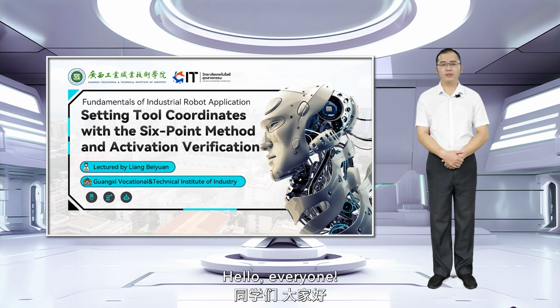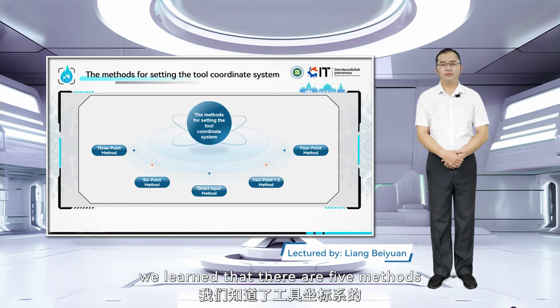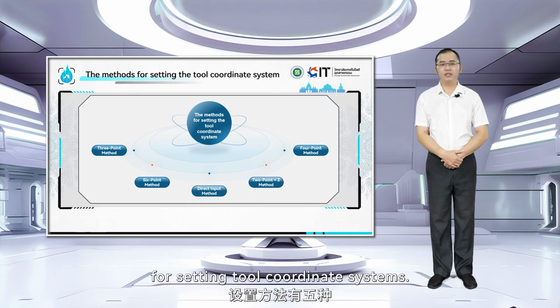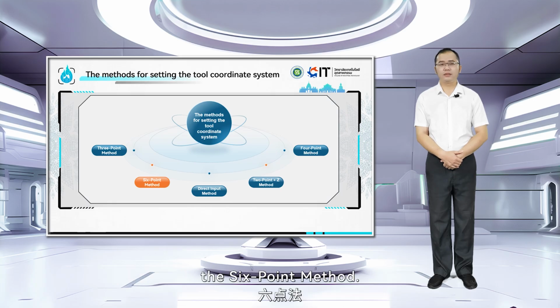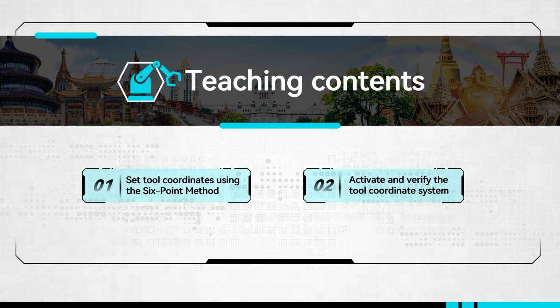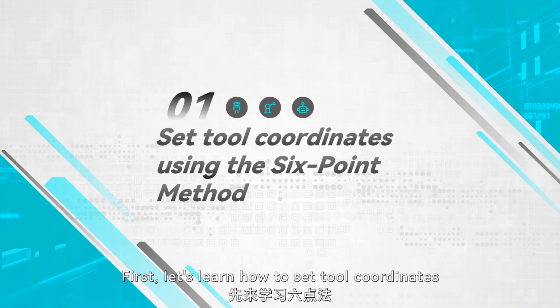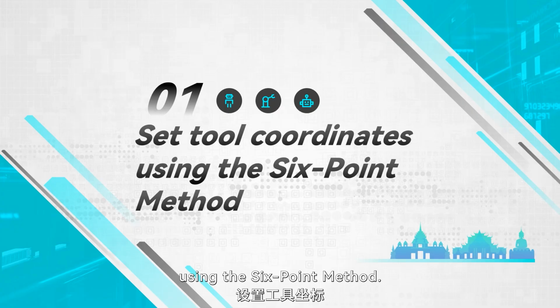Hello, everyone. From our previous lessons, we learned that there are 5 methods for setting tool coordinate systems. In this lesson, we will learn about one of them, the 6-point method. This lesson mainly consists of 2 parts. First, let's learn how to set tool coordinates using the 6-point method.